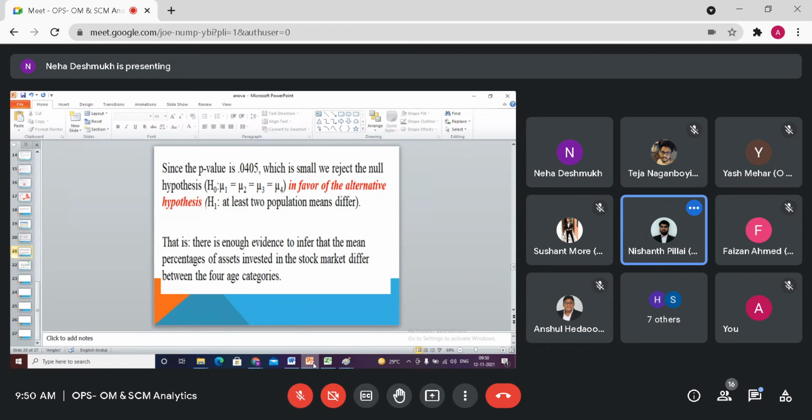Yes, ma'am. So how to write? Since the p value is 0.05, which is small, we reject the null hypothesis in favor of the alternative hypothesis. What does it mean? At least two population means differ, right? This means that there is enough evidence to infer that the mean percentage of assets invested in stock market differs between the four age categories.